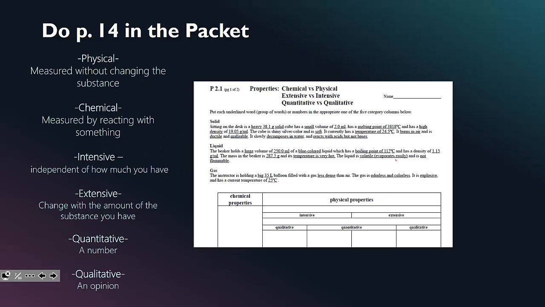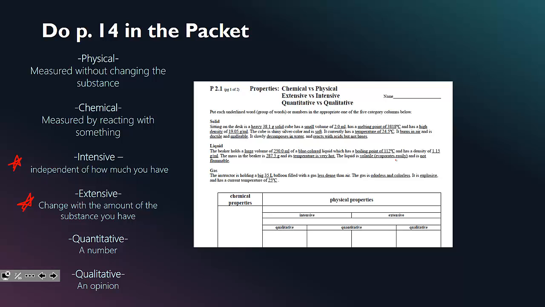So in your packet, we did this worksheet from first year chem where we separated chemical and physical properties. If it's a physical property, it can be further classified into whether it is intensive or extensive. Intensive physical properties are independent of how much you have, meaning a cup of water and a glass of water might be at the same temperature.